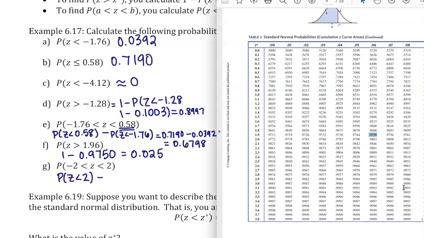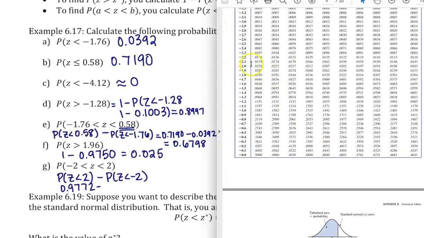So we do the larger value, then the probability of the smaller value. So 2.00 is 0.9772. And then we subtract the probability for the -2.00, which is 0.0228. And then we'll subtract those probabilities, and we see that it's 0.9544, which is 95%, like we saw in the empirical rule.